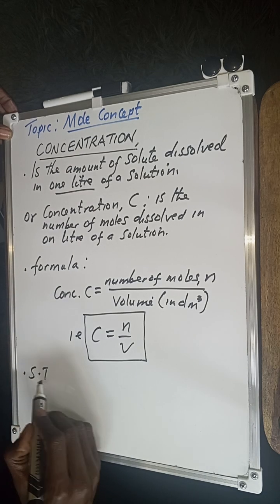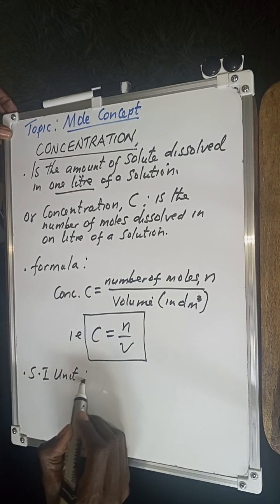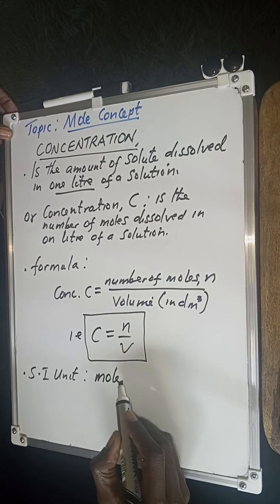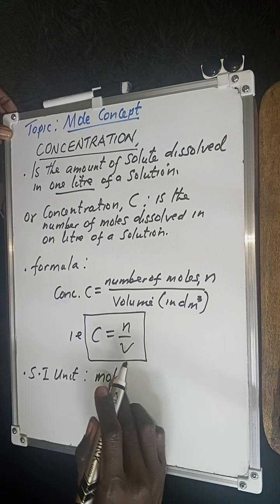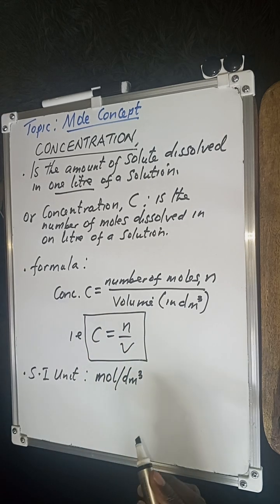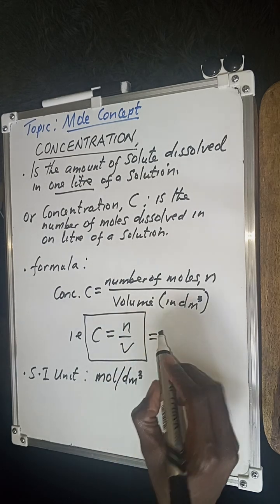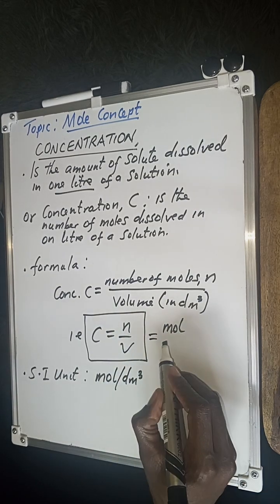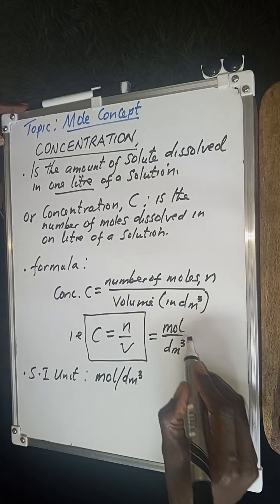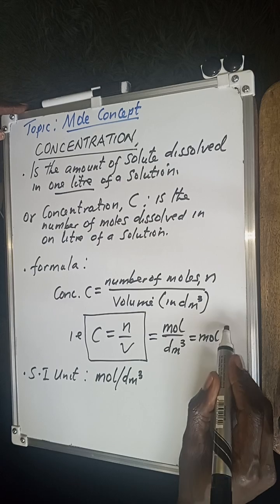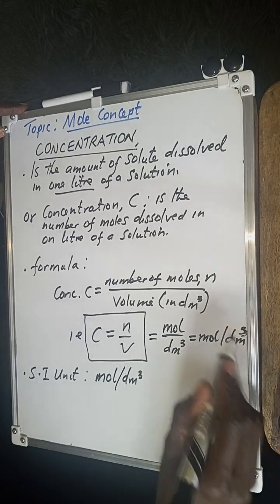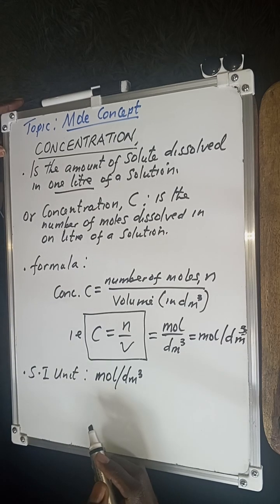Now, what is the SI unit in this case for concentration? The SI unit is mole per cubic decimeter. That's the unit for concentration, meaning that the number of moles is in moles and the volume is supposed to be in cubic decimeters. So combining that will give us mole per cubic decimeter.